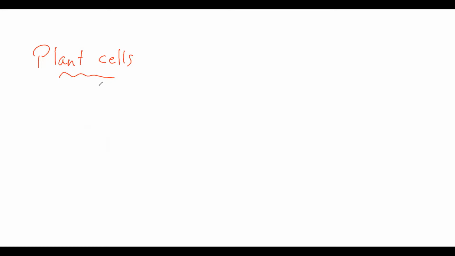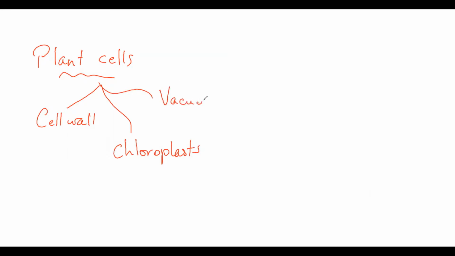We have three. Cell walls. Yes, of course, the cell wall. Very good. Chloroplast. Excellent. And what's the last one, Ba'a? The last one is different. No, I'm not sure. Vacuole. Yeah. Yes. They have a large vacuole.